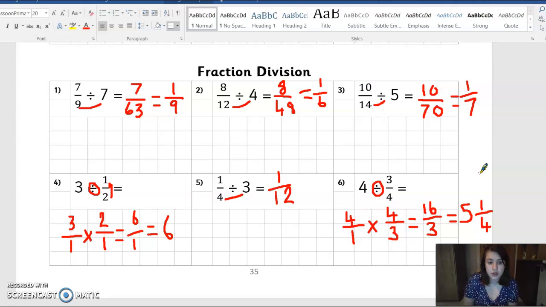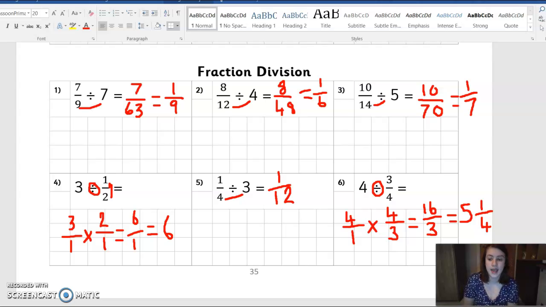What I want you to do for tomorrow is we're going to move on to percentages. So if you could do page 43, questions 1, 2, 3, 4, 5 for me. So the first few questions of percentages.